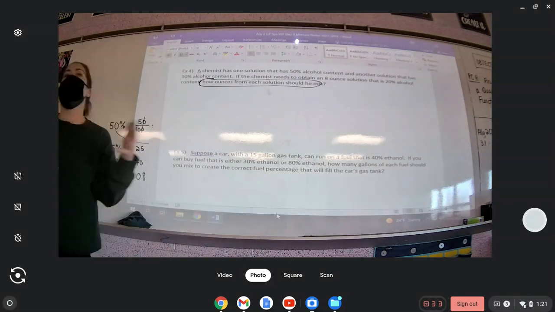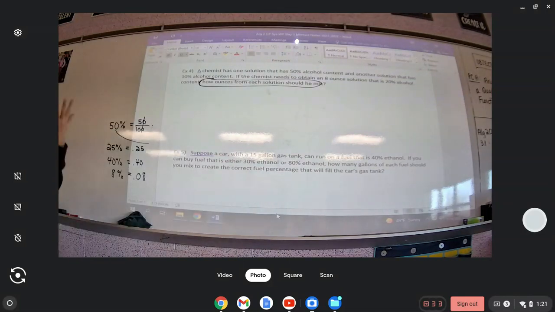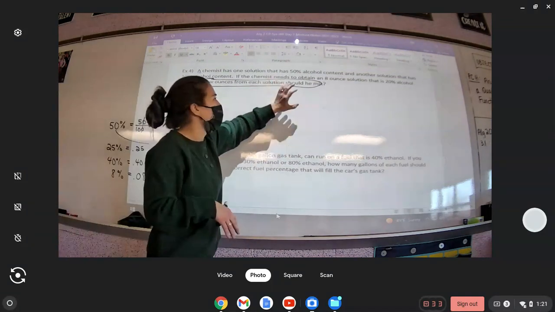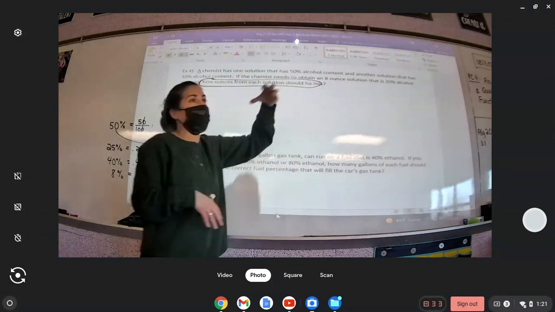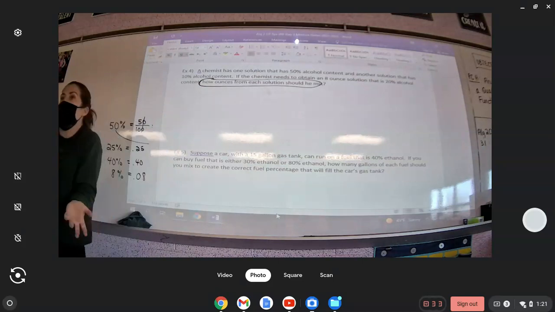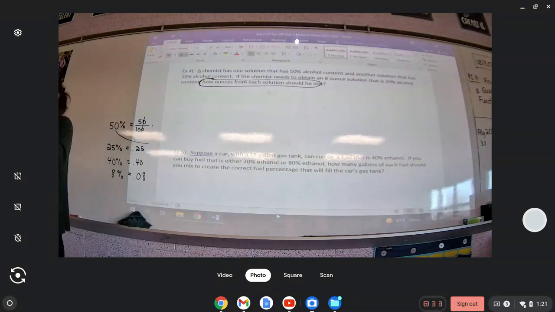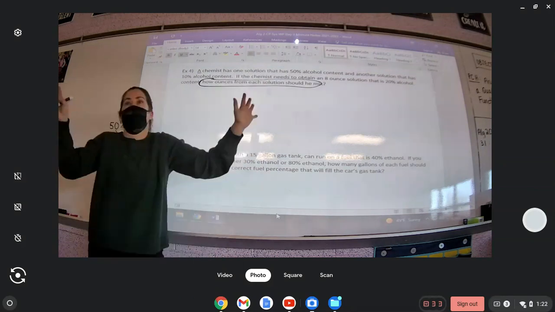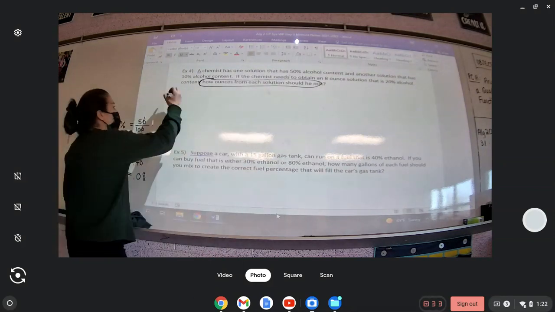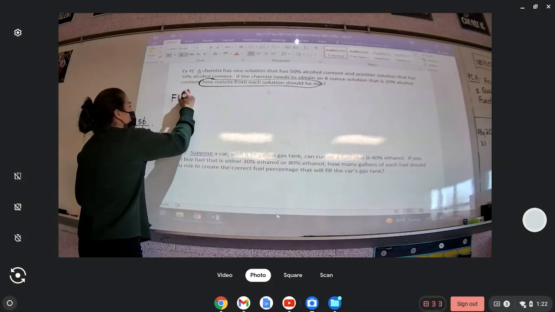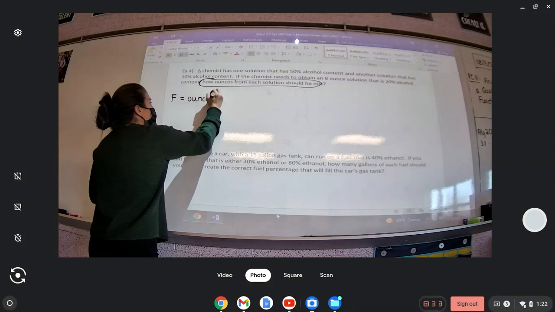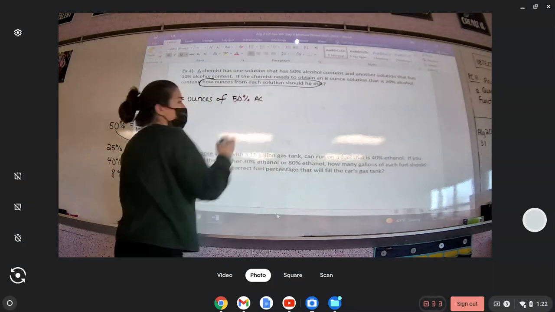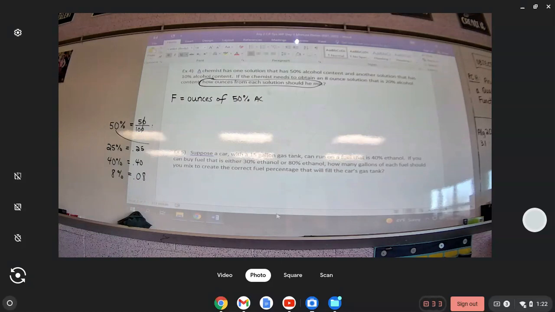Okay, so now this is where a lot of students just start to use X and Y, but I'm not. So if I said, how many ounces of the 50% alcohol content do I need? What would be a good variable to represent that? A lot of students just say X. I say F for 50. That's how my brain works, but you do whatever you got to do. So I'm going to let F equal the ounces of 50% alcohol content that I need from that solution.